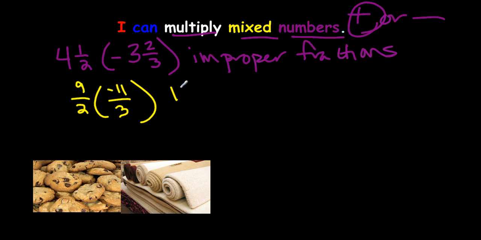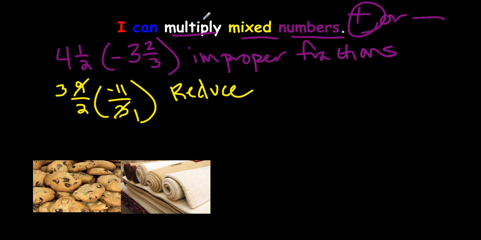The next thing I'm going to do is look to reduce. So I'm going to look and see my two numerators, 9 and negative 11. Do they share any common factors with 2 and 3? And what I'm thinking is, yes, 9 and 3 share a common factor of 3. So I'm going to go ahead and divide it out. So 3 divided by 3 gives me 1, and 9 divided by 3 gives me 3.